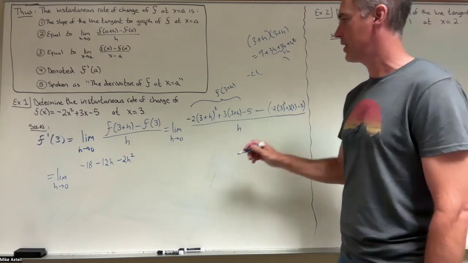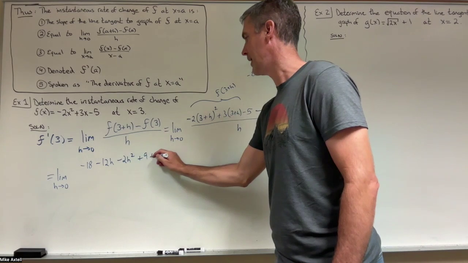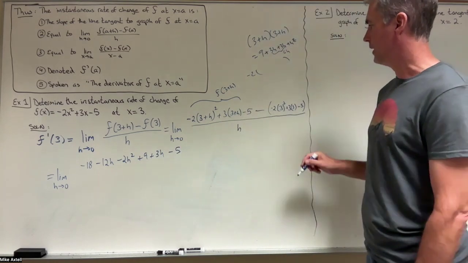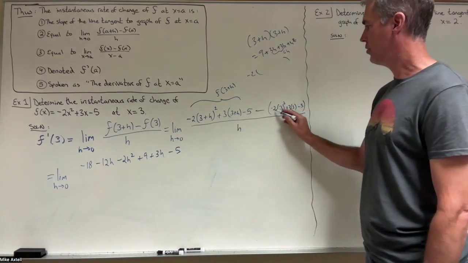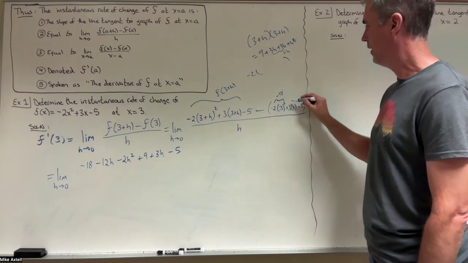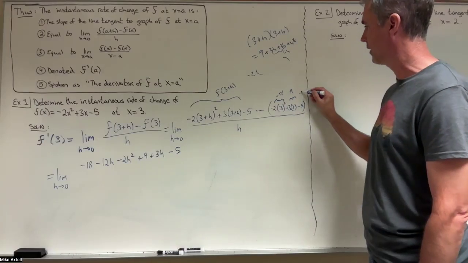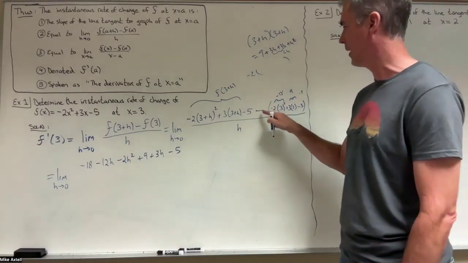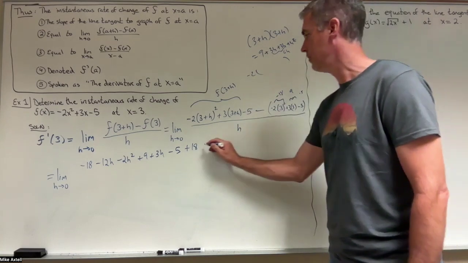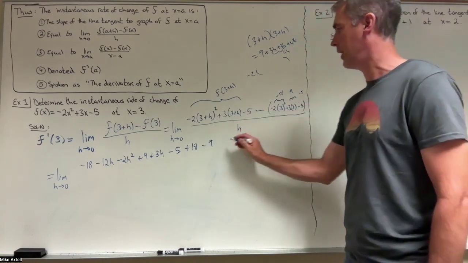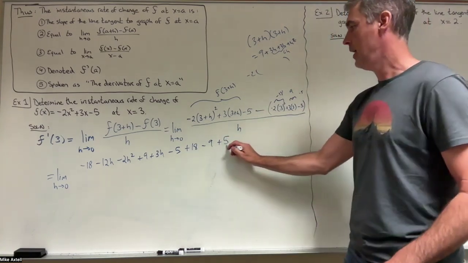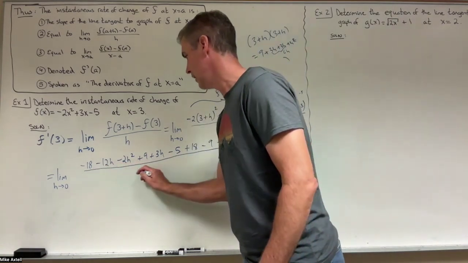Run the 3 through the 3 plus h, and I think I get a +9 and a +3h. I've got a -5. And then in here, I've got -2 times 3 squared. 3 squared is a 9, so that's a -18. That's a 9, and that's a -5. So if I run the minus sign through, I think I get minus a -18, so I get plus 18. I think I get minus the 9, and I think I get minus the -5, which is a +5. You should check my arithmetic on this, but I think that's how it's coming out. And then downstairs, I get an h.